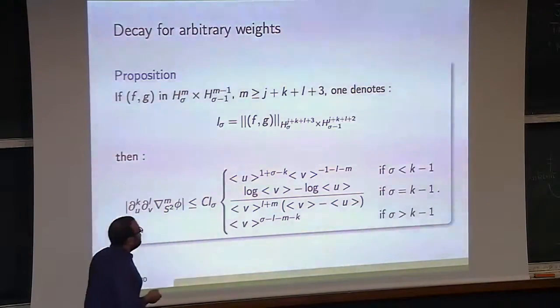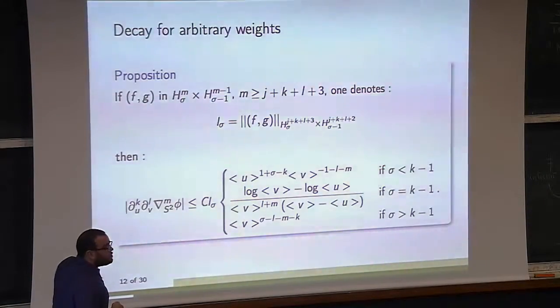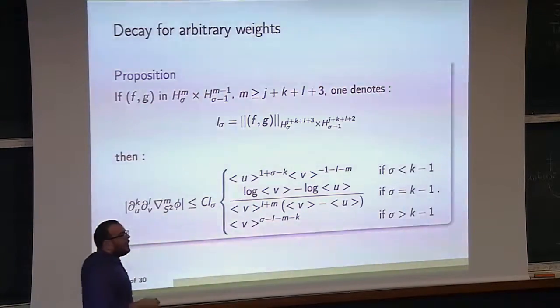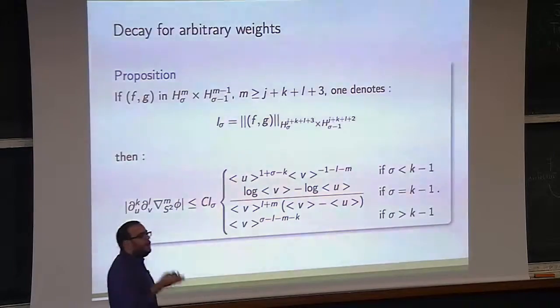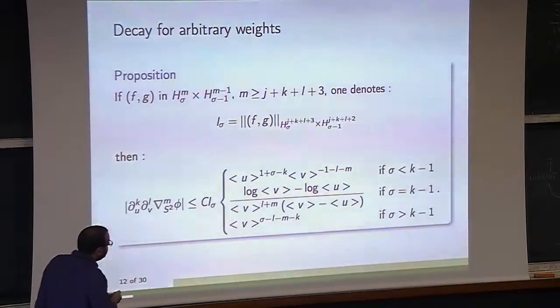If the weight is smaller than minus 1, I'm having exactly the same feature as Klainerman had, meaning I am having a weight of the form 1 plus sigma v to the minus 1. If the weight is bigger than minus 1, I'm just having some decay like v to the sigma. And if the weight is equal to minus 1, we know that we have a log term, which is this log term here. Okay, now when I'm starting differentiating this thing, I'm having exactly the same feature as when I'm looking at Klainerman's result here.